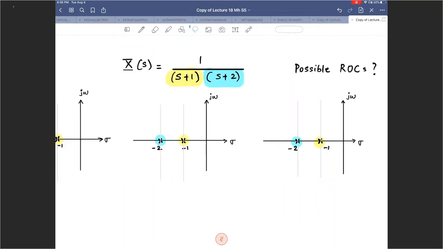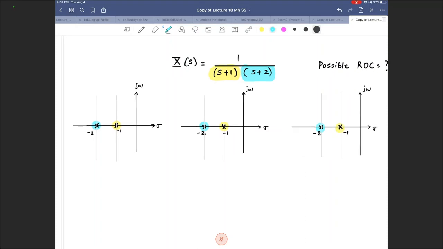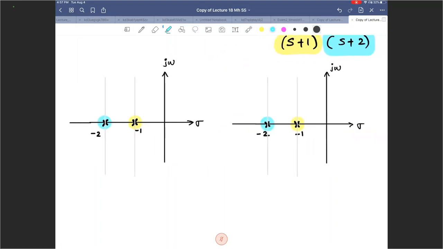All right, so 3 possible regions, right? One is going to be to the left of the leftmost pole, one is going to be a vertical strip, the other one is going to be to the right of the rightmost pole. So let's start all the way to the left here, and let's use green to indicate region of convergence. So I'm going to quickly shade, excluding that vertical line, everything to the left of that leftmost pole. So that is going to be one possible region of convergence.